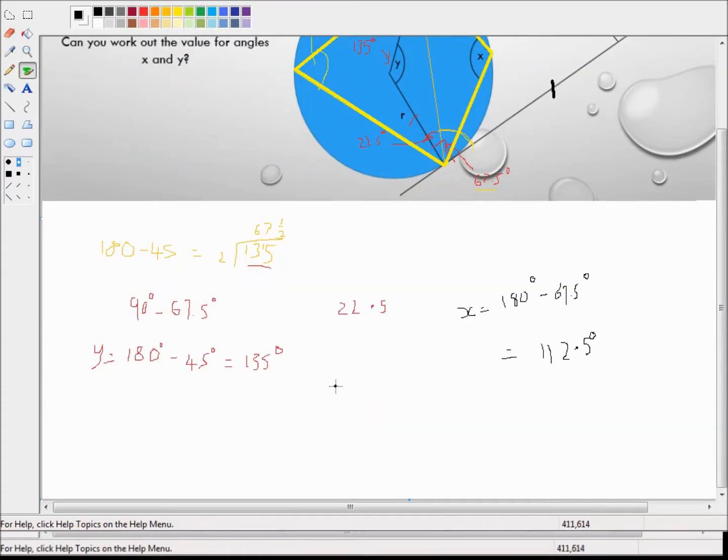So our answers are x equals 112.5 degrees and y is equal to 135 degrees.